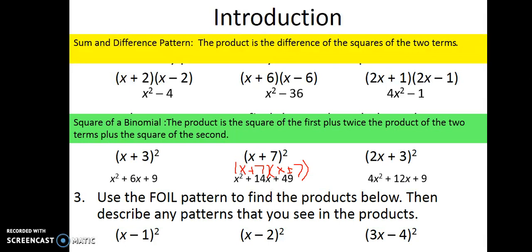And then the second situation is like the first. The only difference is that you have negatives. So the middle term is a negative.